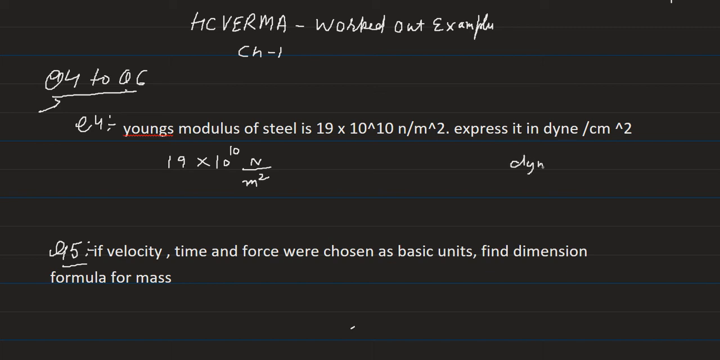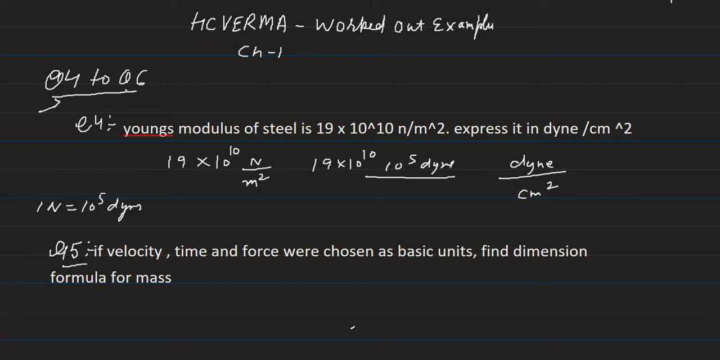So this dyne is the CGS unit of force and you all know that centimeter is the CGS unit of distance there. So we have to express this term in terms of dyne per centimeter square. Students, 1 Newton is basically equal to 10 raised to power 5 dynes there. So first we convert that. So it is like 19 into 10 raised to power 10 and then we have Newton. So 1 Newton is equal to 10 raised to power 5 dyne.